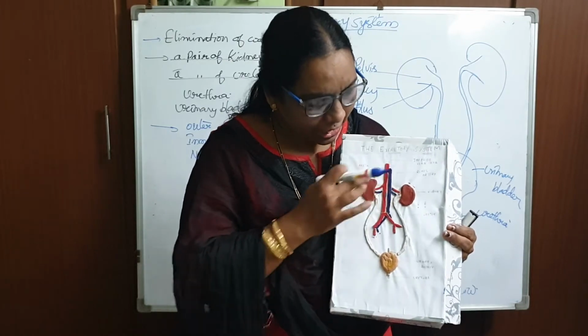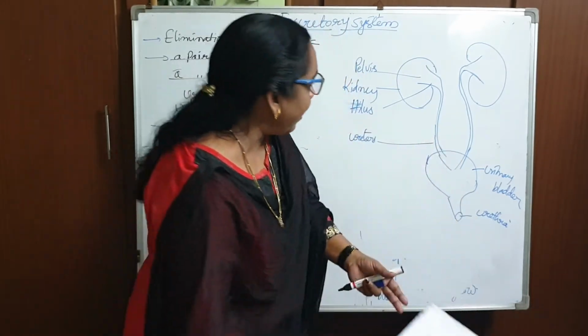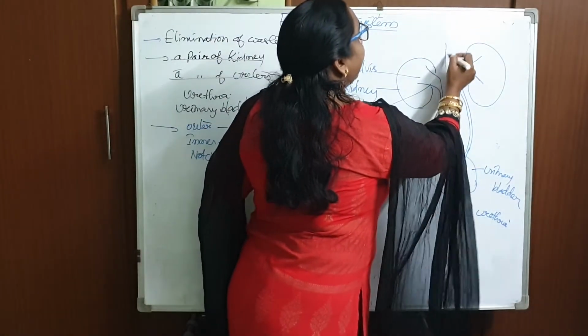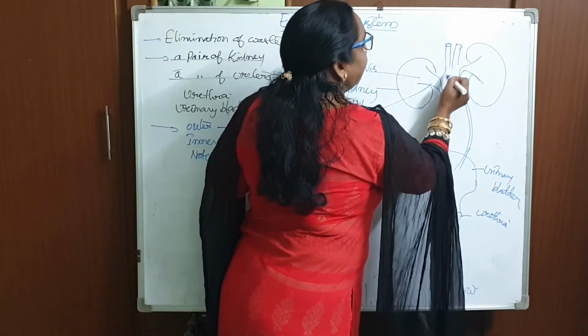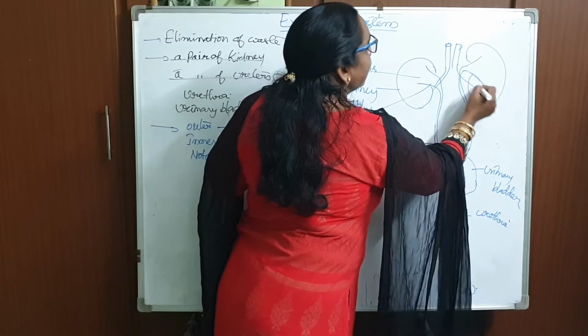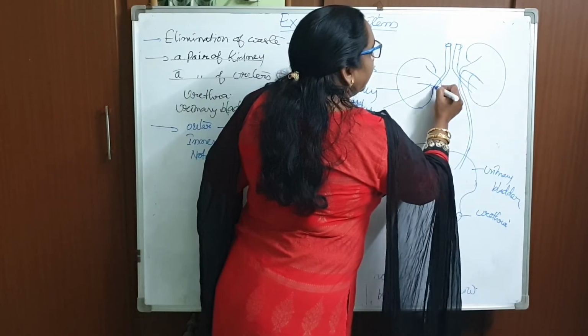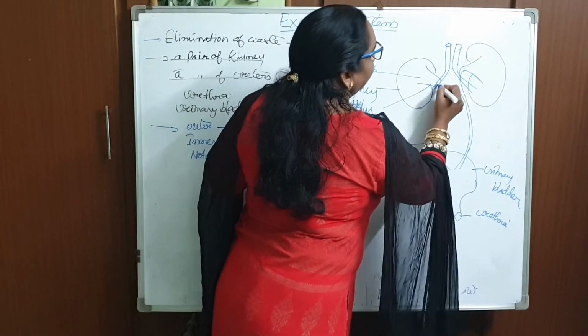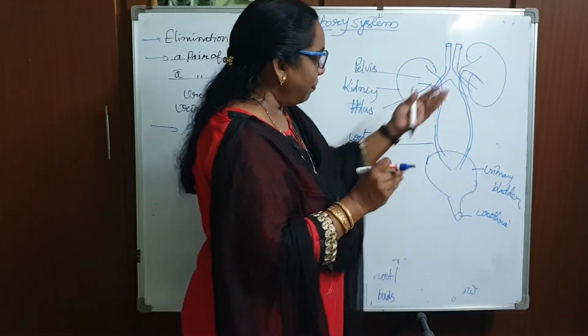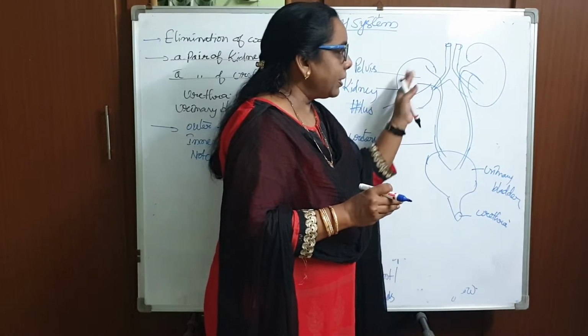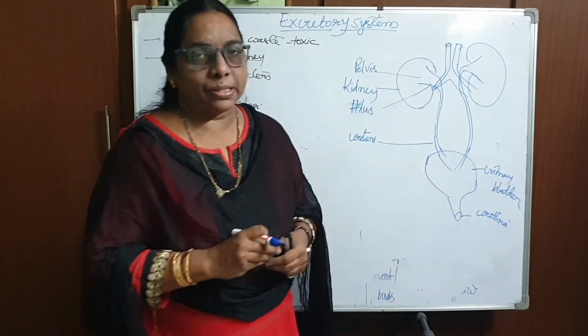Okay, so through the renal artery, the renal artery brings the blood, and the renal vein carries the oxygenated blood. So like this it supplies blood to the system, and then we can see the flow of the blood. It goes here and then the purification takes place.